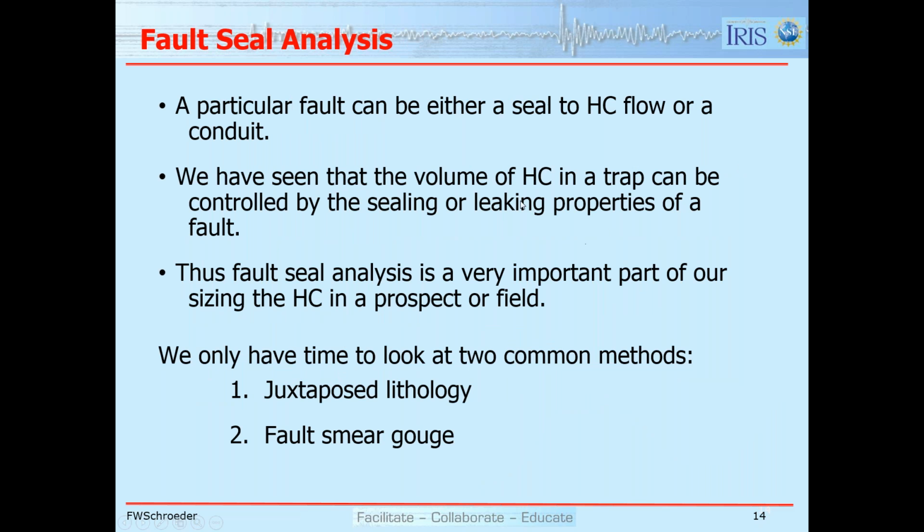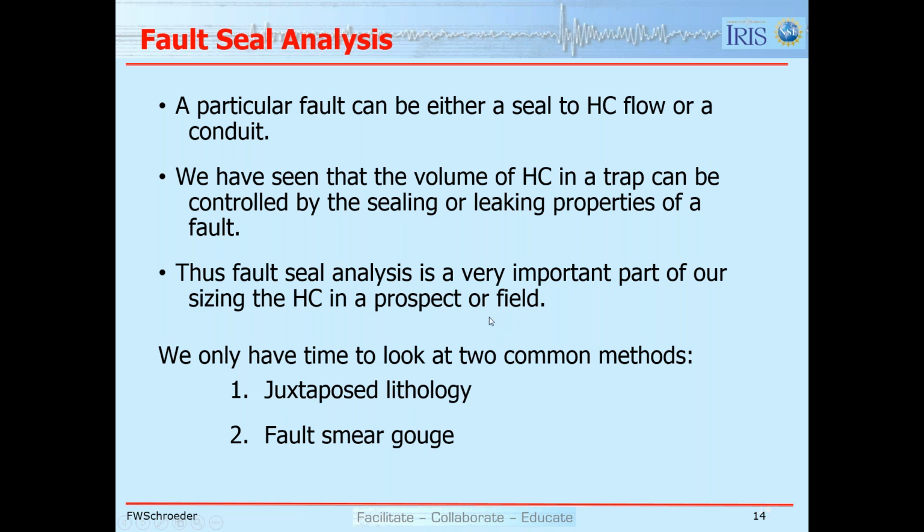So fault seal analysis is an important consideration for us, especially in exploration. A particular fault can either be sealing to hydrocarbon flow or it can be a conduit. We've seen in a couple of examples that the hydrocarbon volume will differ depending on whether we consider the fault to be sealing to hydrocarbon or leaking to hydrocarbon. So fault seal analysis is a very important part of sizing a prospect or a field.